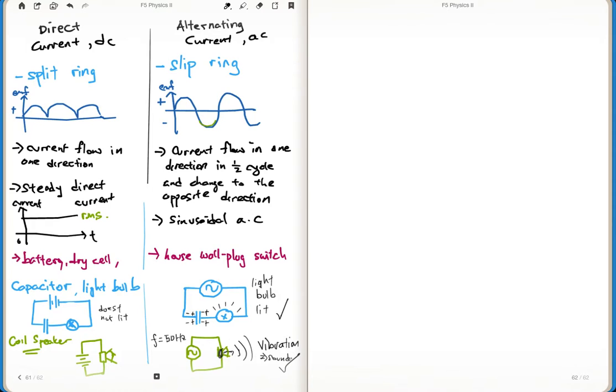Whereas for direct current with a coil speaker, the moment you connect it, the diaphragm will go in or out, depending. Just one click.